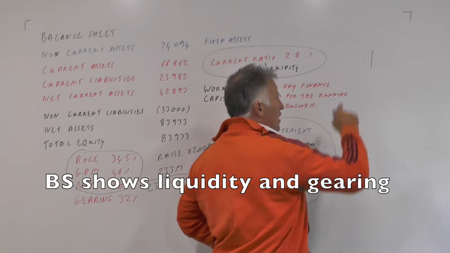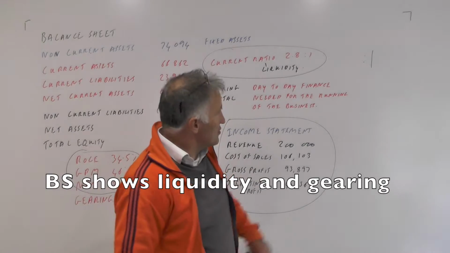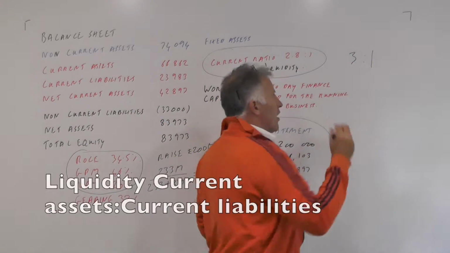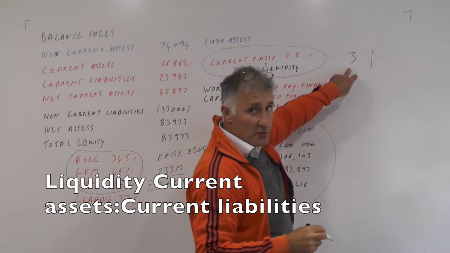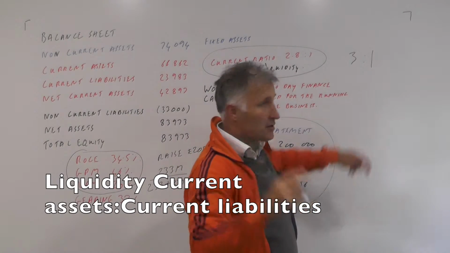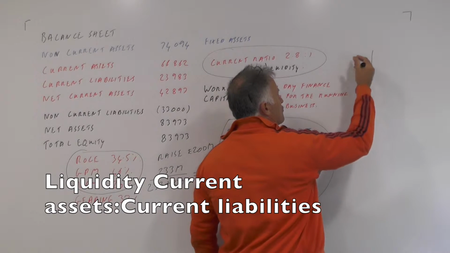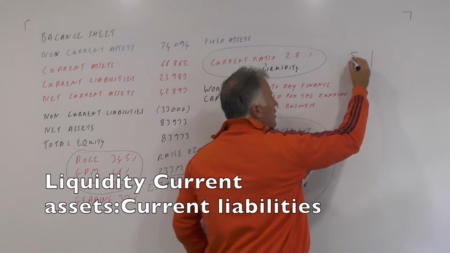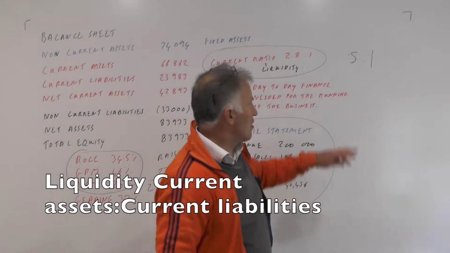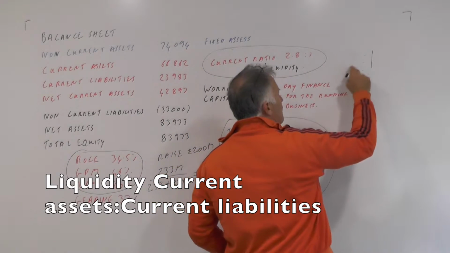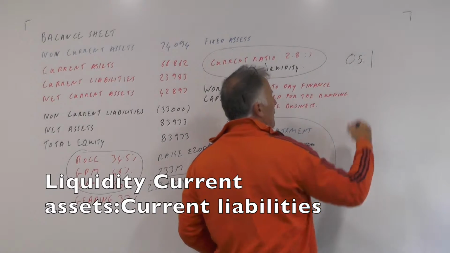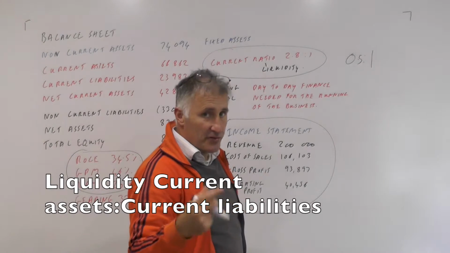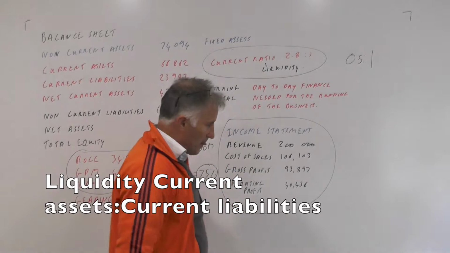It is always expressed as a ratio to 1, and as long as this number here, just say for instance if it was 3 to 1, that would mean your current assets were 3 times bigger than your current liabilities. If it was 2 to 1, it'd be twice as big. If it was 5 to 1, your current assets would be 5 times as big as your current liabilities. However, if it was 0.5 to 1, your current assets would be half the size of your current liabilities, and that would suggest a liquidity problem.